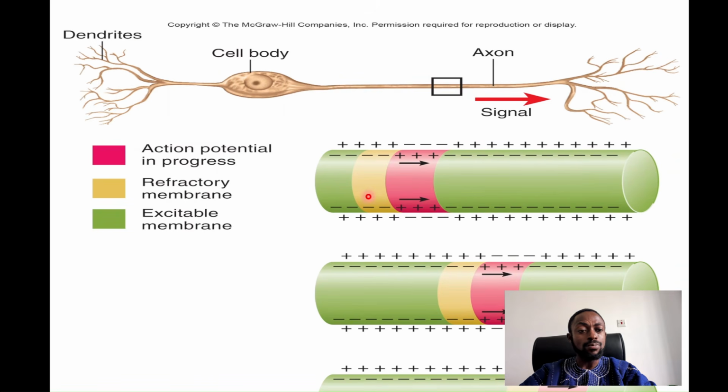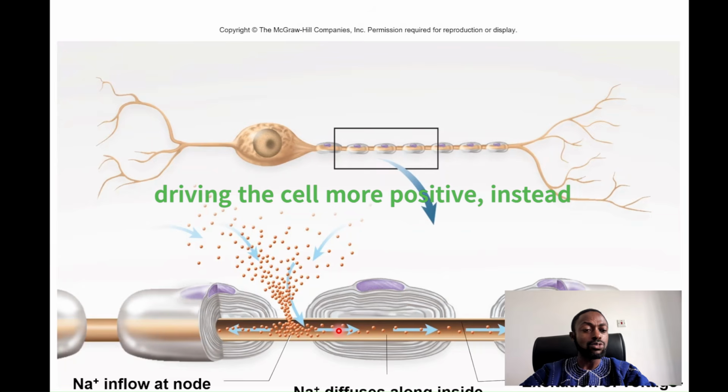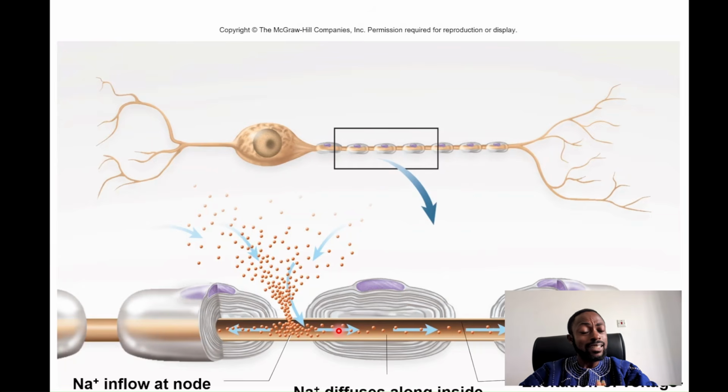And this is how the wave of action potential takes place within a cell. So at green, there is an excitable membrane. Here, there is a refractory period. And then at red, there's action potential in progress. So this will continue in a wave-like pattern until the action potential arrives at the axon terminal. Okay, so this diagram shows ions flowing into the cell, driving the cell to negative, causing action potential to occur. And when we say action potential, it is a cycle of depolarization, repolarization, and hyperpolarization. And now you understand the nature of the channels at each stage.